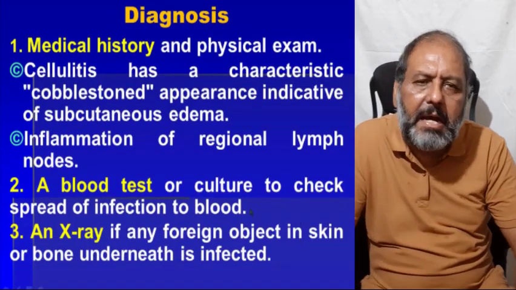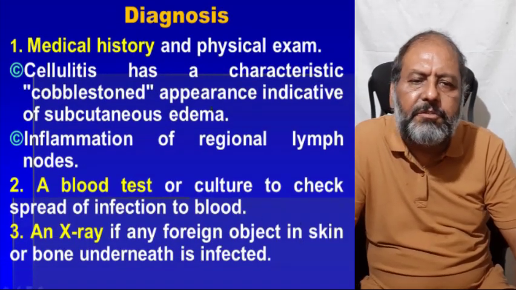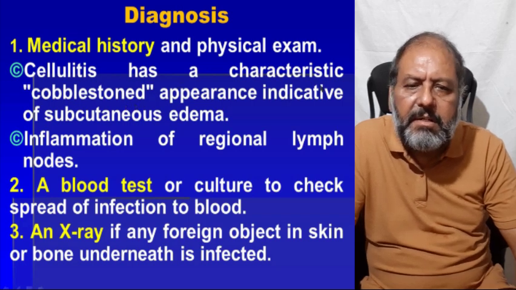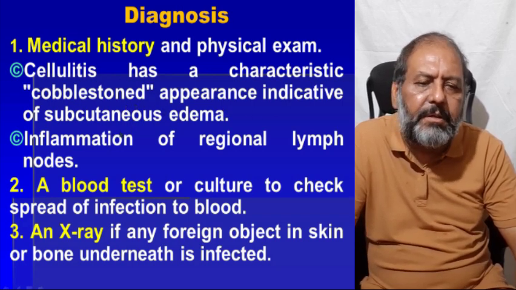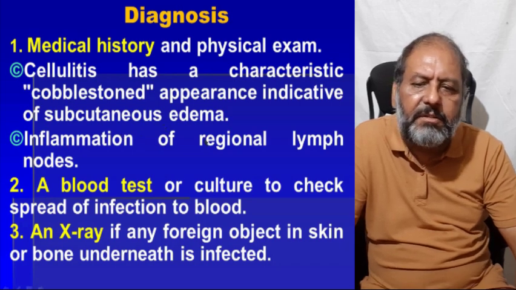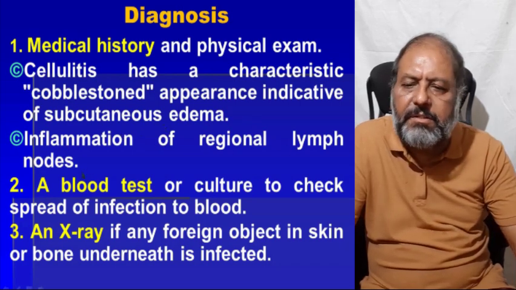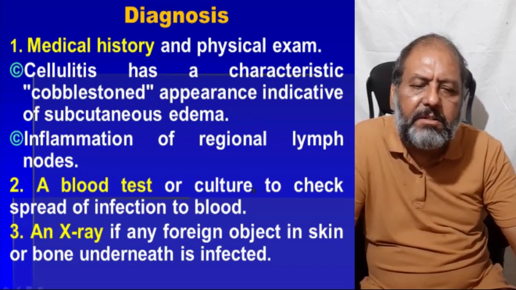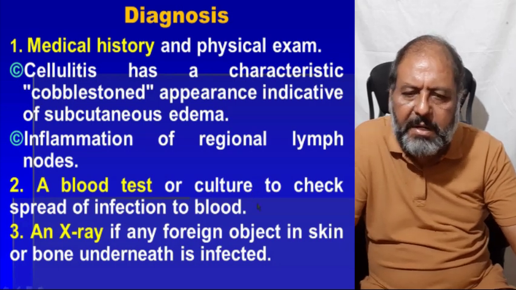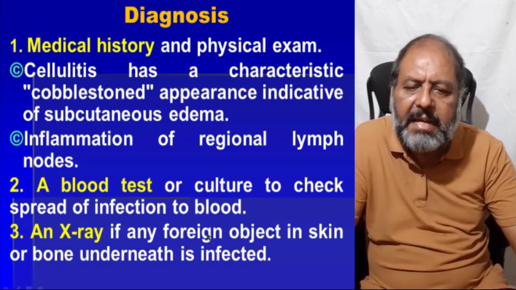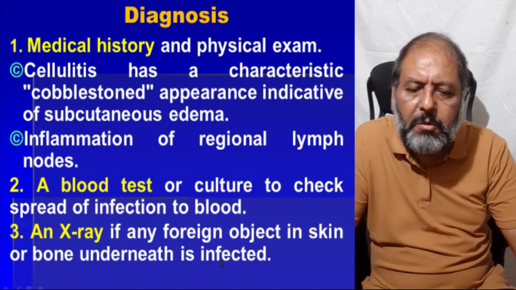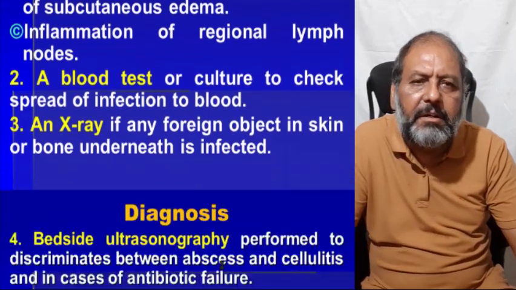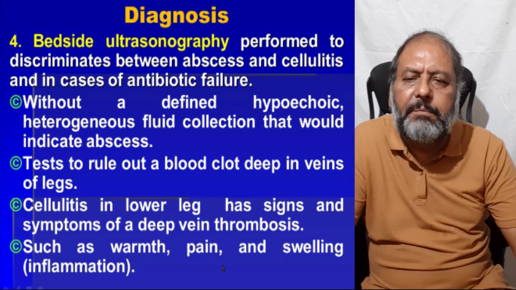Now, what are the diagnoses? Medical history and physical examination. Cellulitis has a characteristic cobblestone appearance indicative of subcutaneous edema, and inflammation of the regional lymph nodes. A blood test or culture to check spread of the infection to the blood, and an X-ray if any foreign object is in the skin or the bone underneath is infected, that also helps.